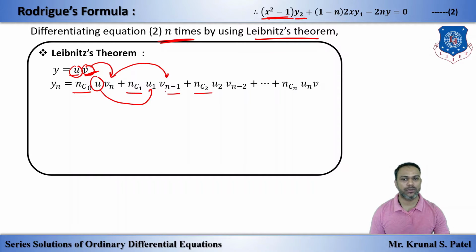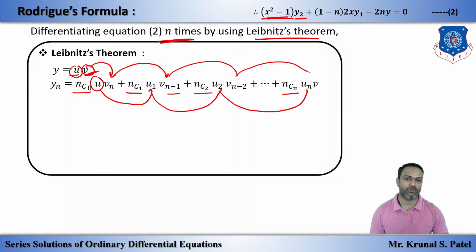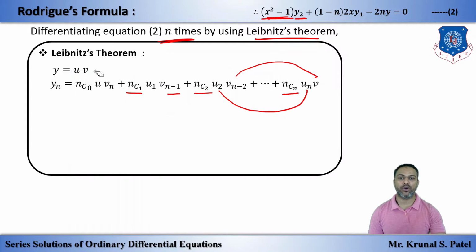And nC2, second derivative of u, again with one less derivative of v, and so on till nCn, where we have the nth derivative of u and we have v back. So this is our Leibniz theorem for the nth derivative of any product.